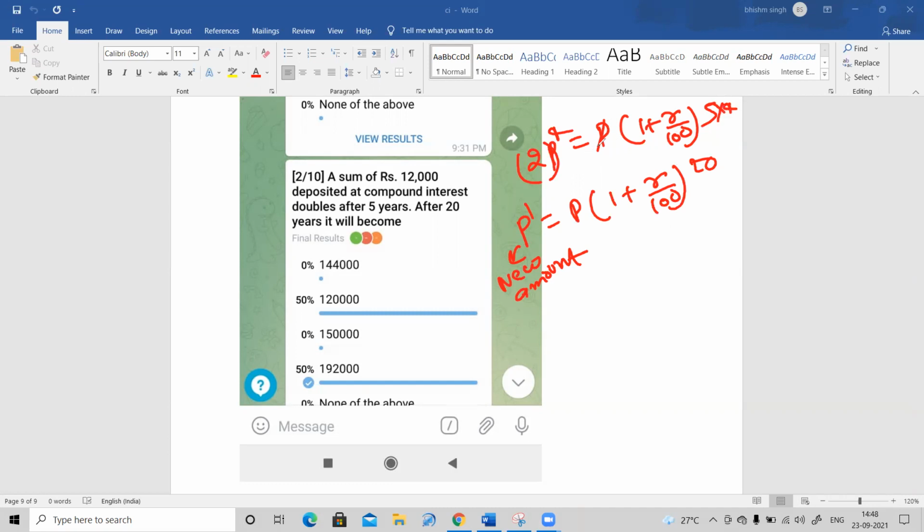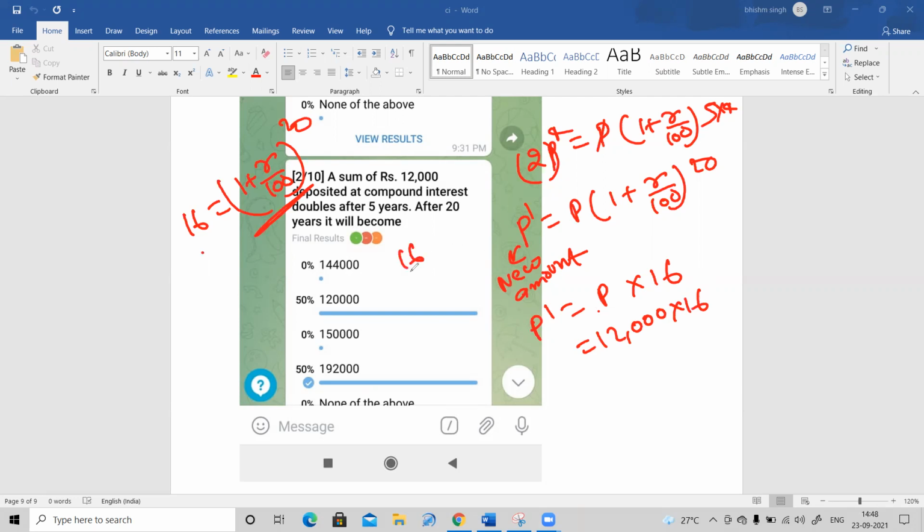So this first equation is there now. Both sides I will put the power 4. So 2 to the power 4, how much is this? 2 2s are 4, 4 2s are 8, 8 2s are 16. So this becomes 16 equal to 1 plus R divided by 100 to the power 20. So instead of this one, I can write 16 here. So P dash is equal to P multiplied by 16. And P is how much here? 12,000. So this is 12,000 multiplied by 16.